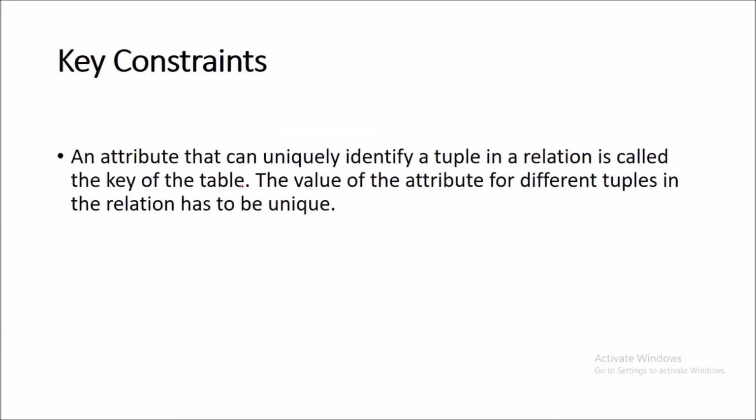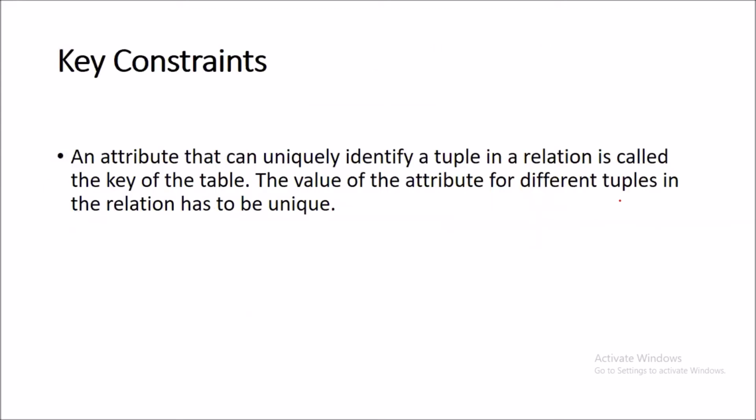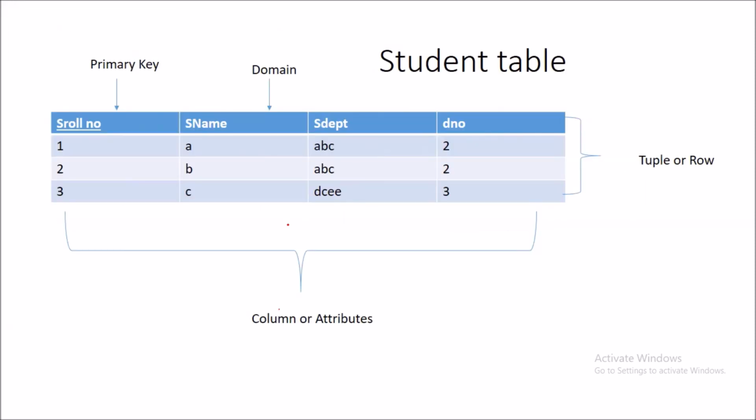Now next is key constraint. So an attribute that can uniquely identify a tuple in a relation is called a key of the table. Here you can see in this table student roll number is our key in this relation, which uniquely identifies a tuple in a relation. So the value of the attribute for different tuples in relation has to be unique. So the key constraint is violated if it has any duplicate value. So the key in a relation must be unique.